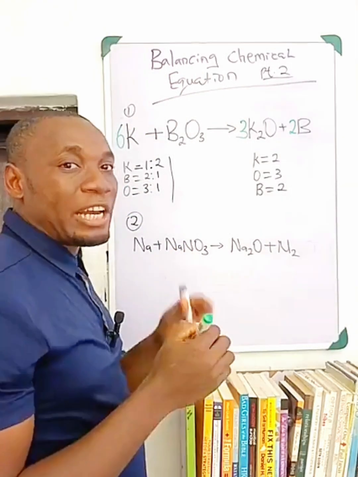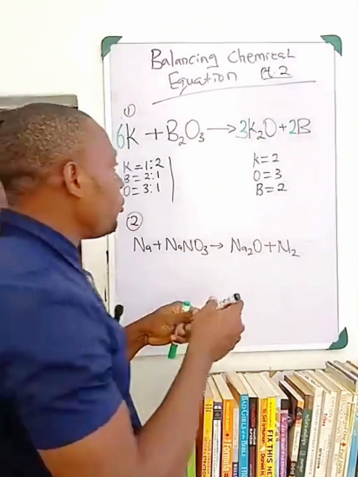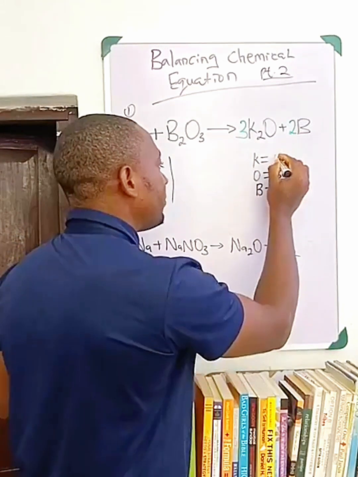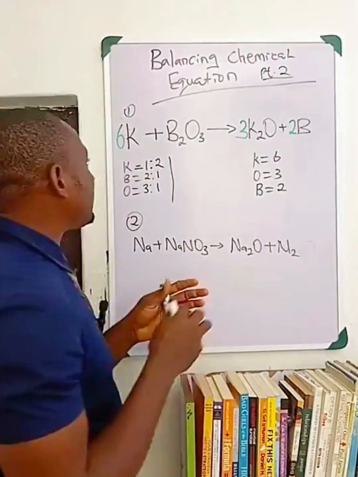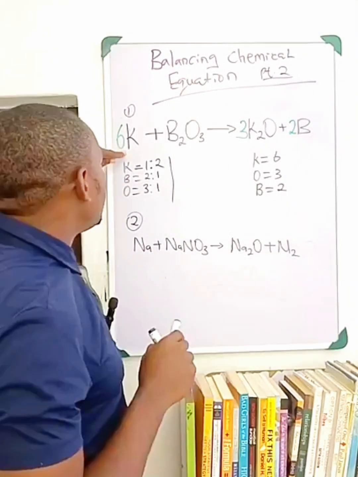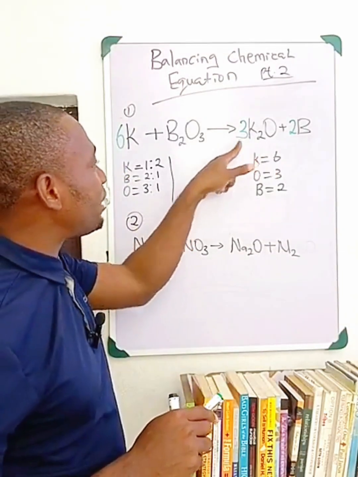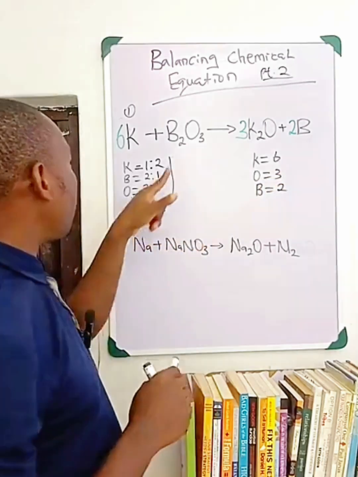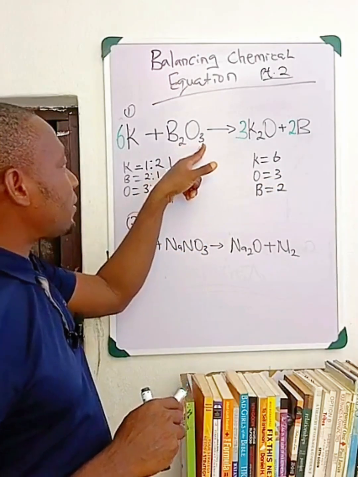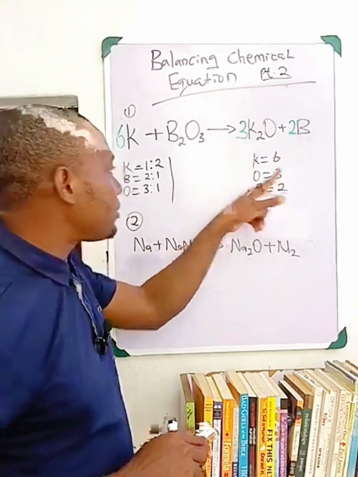Remember, the aim is to make sure that the number of atoms of elements are equal on both sides. So we also clean this and put 6. Take a look at it again. If you find any error, we'll start afresh. This is potassium, 6. This is potassium, 3 times 2, 6, right? Now, oxygen, 3. This is oxygen, 1 times 3, 3, right?